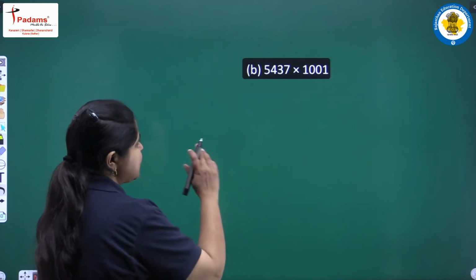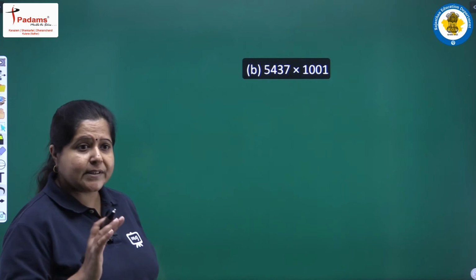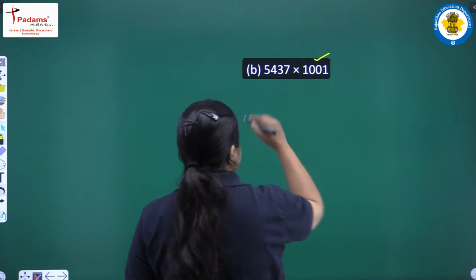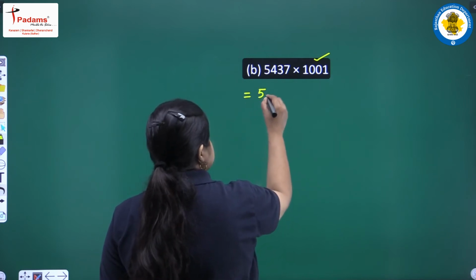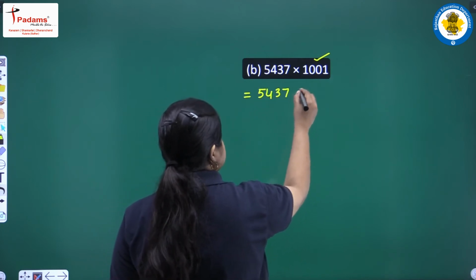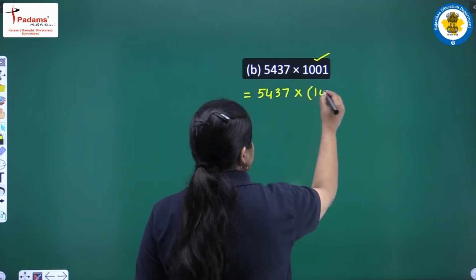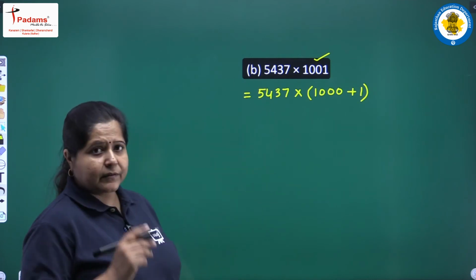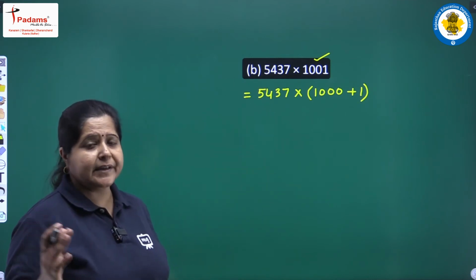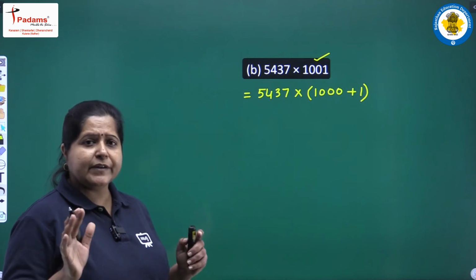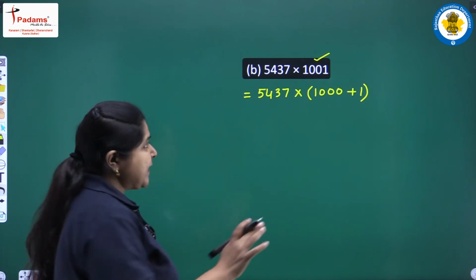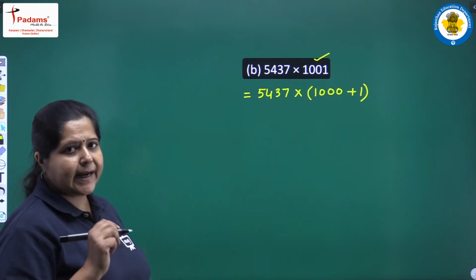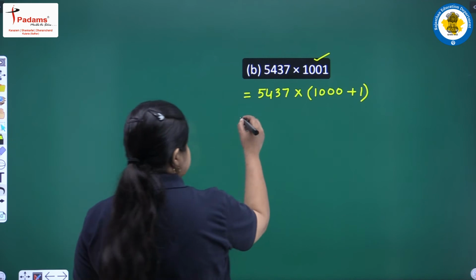Next, we have one more question. Again, we need to decide which number should be broken up first, and clearly it should be this number. We will write 5437 into 1000 plus 1. Clearly, if we break this number, 5000 plus 437, it will be of no use for us. It will be still a very difficult number. It's better to break this number because it's always easy to multiply by 1000 and by 1. So we are writing in this way.